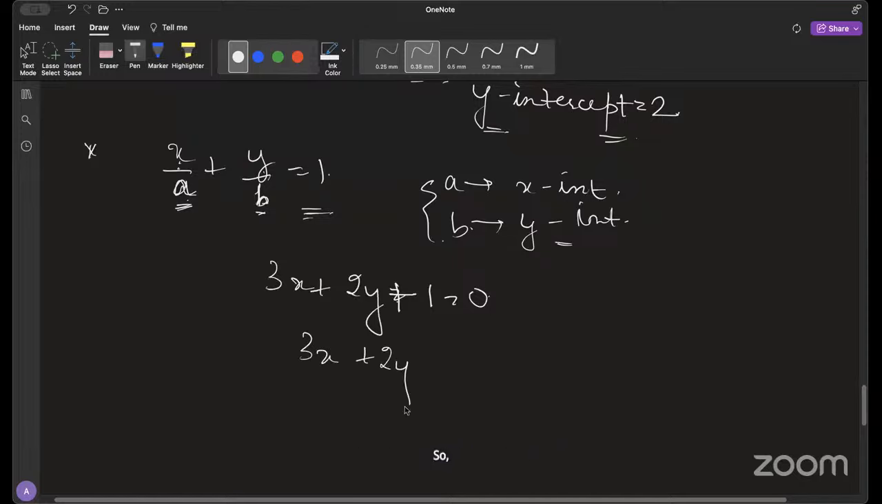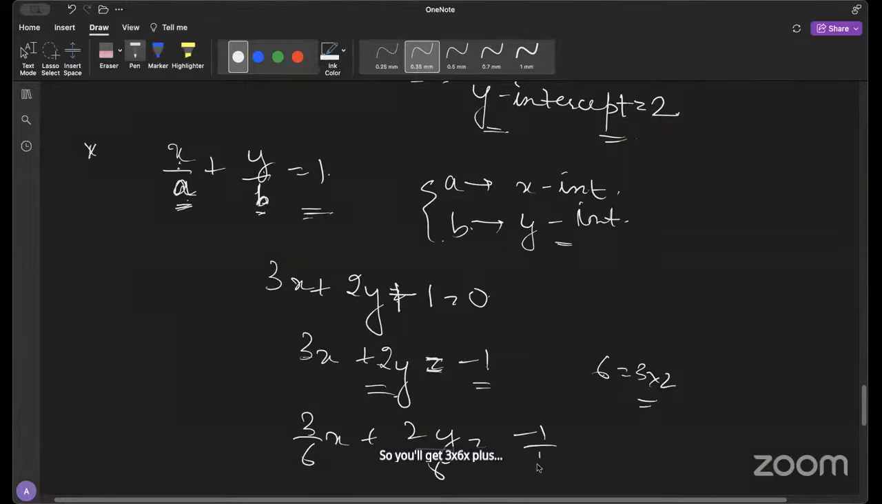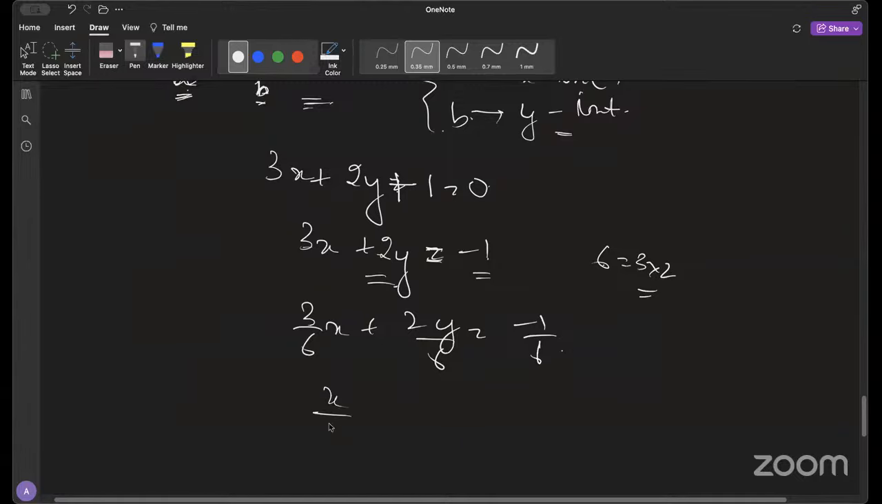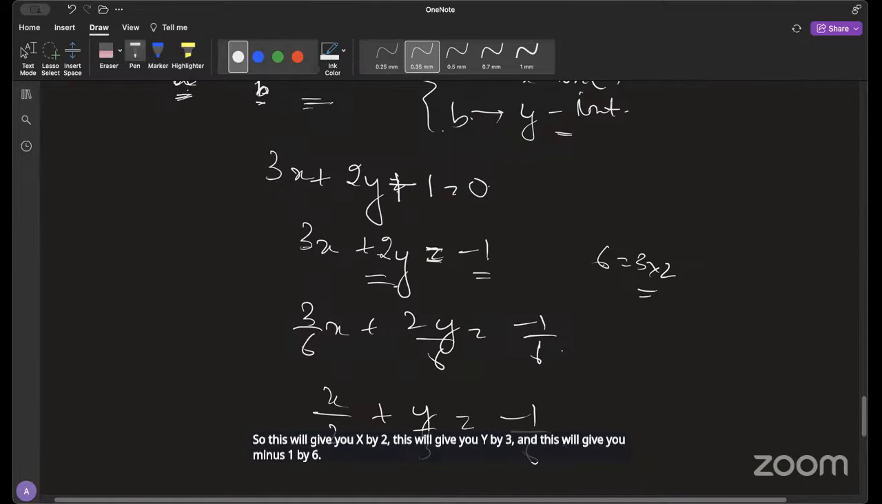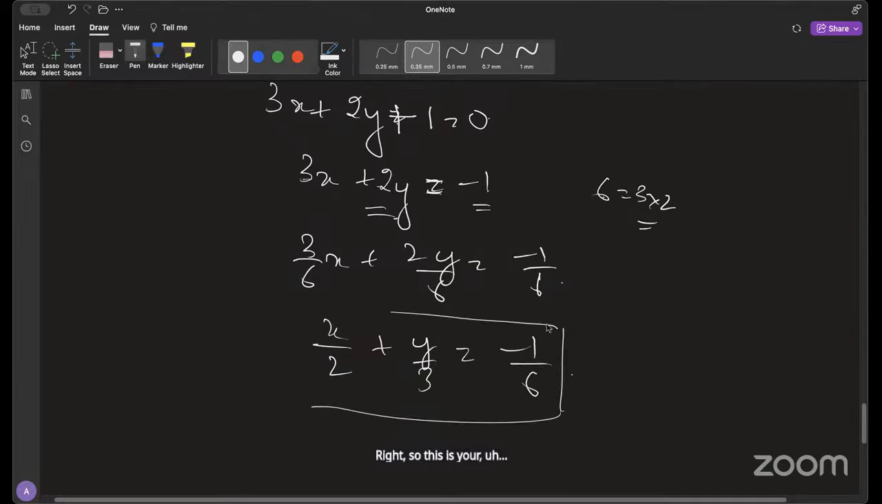First you take this thing and this thing, take the product of both of these and divide by that. If you take 3 multiplied with 2, you'll get 6. So just divide the whole thing by 6, this side by 6 and this side by 6. So you'll get 3 by 6x plus this thing. This will give you x by 2, this will give you y by 3, and this will give you minus 1 by 6.